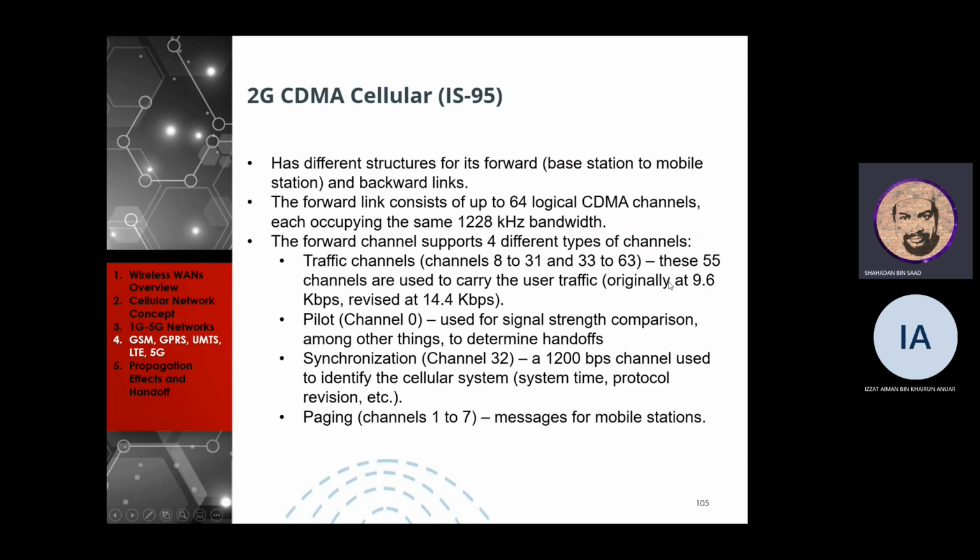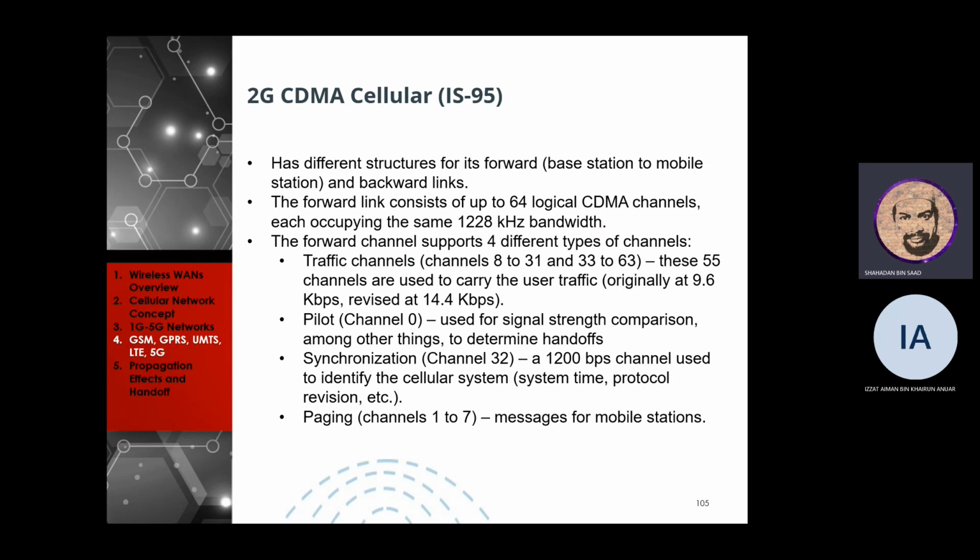Okay, for 2G CDMA cellular IS-95, it has different structures for its forward link, base station to mobile station, and backward link. The forward link consists of up to 64 logical CDMA channels, each occupying the same 1228 kHz bandwidth. The forward channel supports 4 different types of channel: traffic channel, pilot, synchronization, and paging.